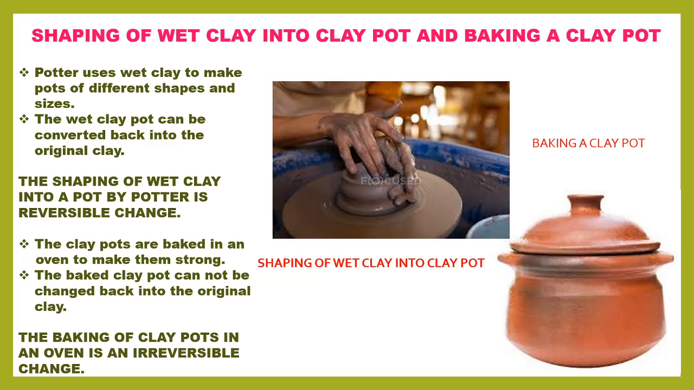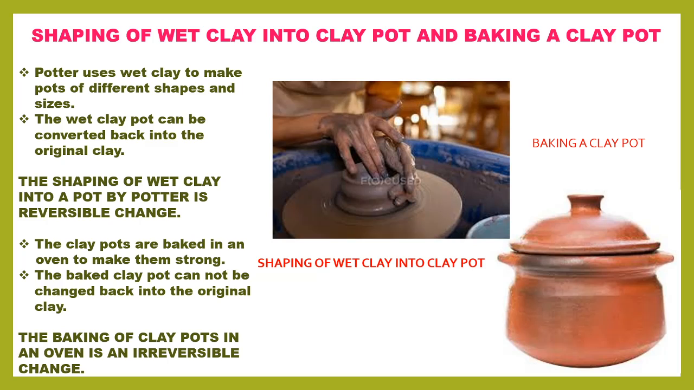But after formation of the pot, if we bake the pot in an oven, in order to make it strong, the baked clay pot cannot be changed back to its original state or the original clay. So once the pot is tough and harder by baking in an oven, we will never get back the original clay. So here we can see the change is an irreversible change. Why irreversible? Because we cannot get back the original substance.